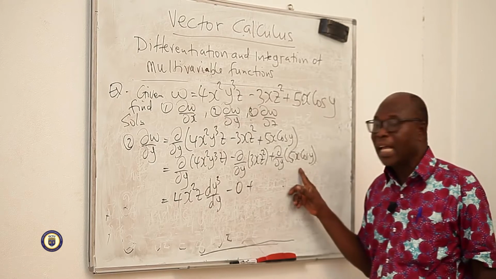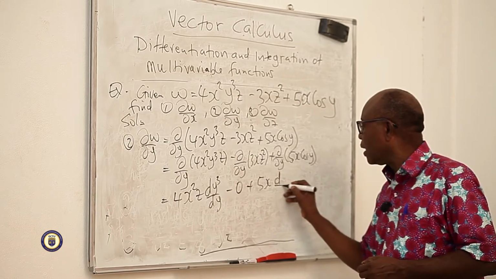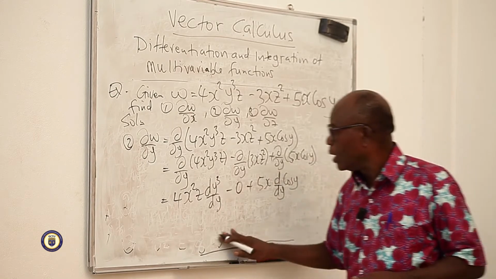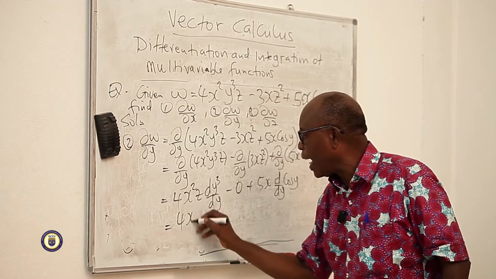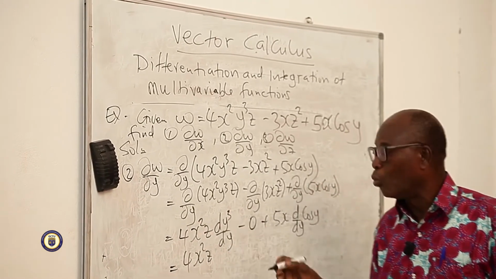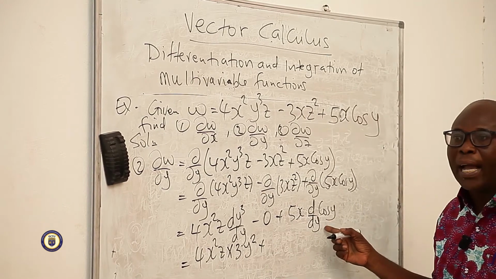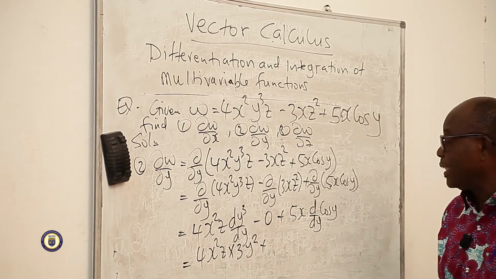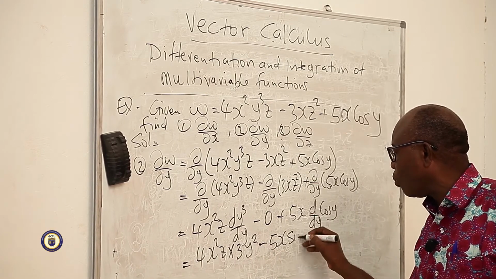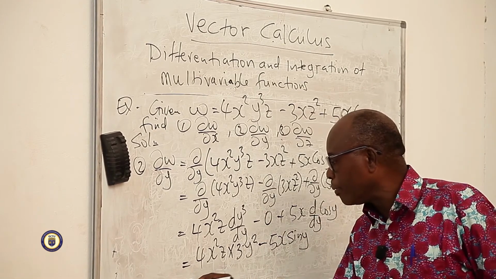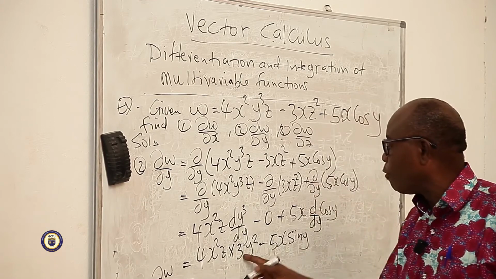Plus, we are differentiating this last term with respect to y. So 5x becomes a constant. You bring the constant out, then we are going to differentiate cos y with respect to y. So let's do the differentiation. So in this instance, we have 4x squared z. If you differentiate y cubed with respect to y, you're going to get 3y squared, right? Plus, now, if you differentiate cos y, what do you get? We're going to get minus sin y. Minus times positive becomes minus. So we have minus 5x sin y. And so we need to tidy up. By tidying up, we have the partial differentiation of w with respect to y becomes 4 times 3, 12.